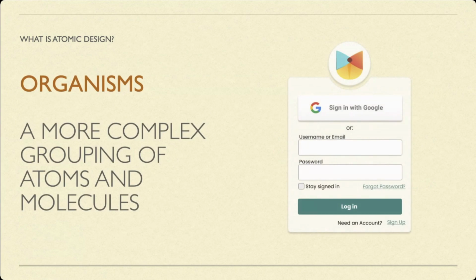From there, we have organisms. Organisms are a relatively complex UI component that is composed of groups of molecules and/or atoms and/or organisms. These organisms form distinct sections of an interface. For example, we have a module here from t.ux. It's a combination of several different atoms and molecules to form one interface. We've got the login, we've got text buttons, we've got form fields, and then we have also just buttons.